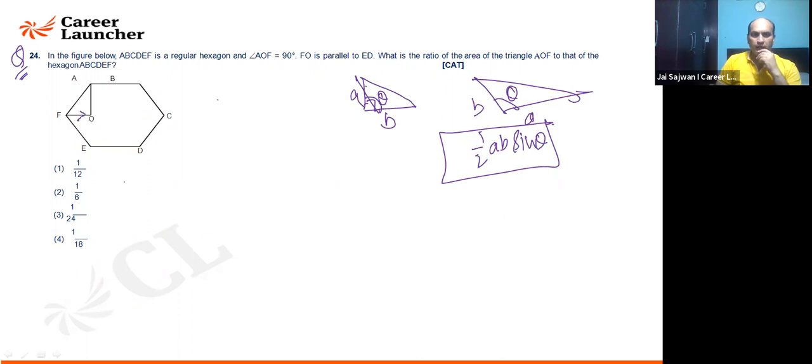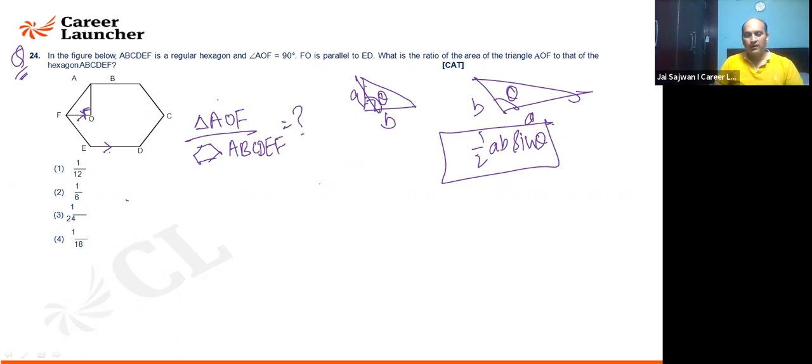FO is parallel to ED. AOF is a 90 degree angle given here. The ratio of the area of triangle AOF to ABCDEF is what you need to find out.